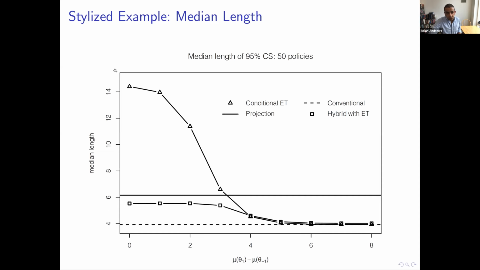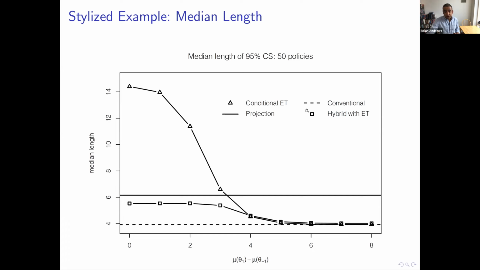Looking first at the conditional, we see the phenomenon I was alluding to before. Basically, the conditional confidence set ends up being quite long. Its median length is more than twice the length of the projection interval in this case where all the treatments are equally effective. As I make one treatment more effective than the others, its median length declines and eventually converges down all the way to the length of the conventional interval.